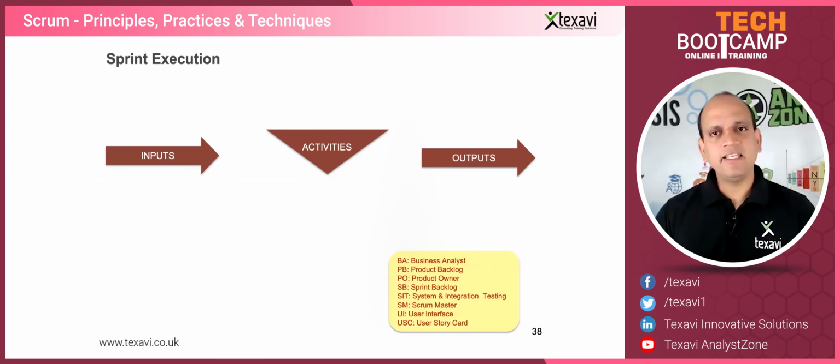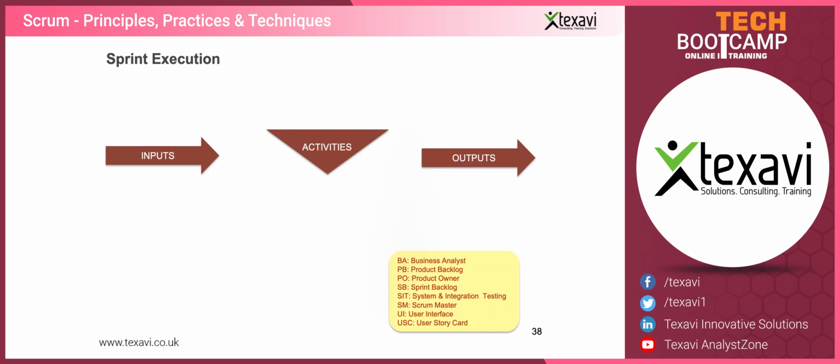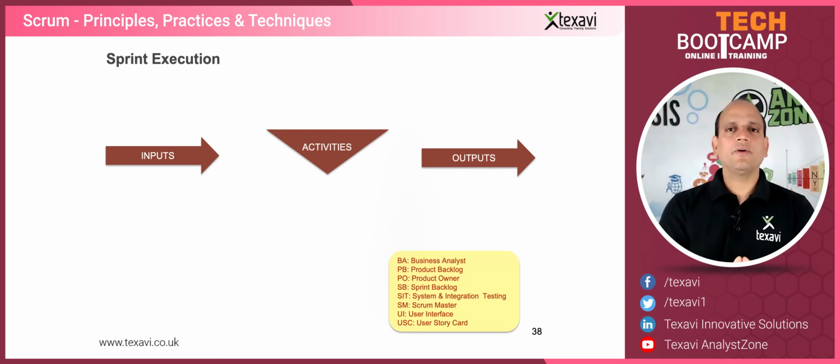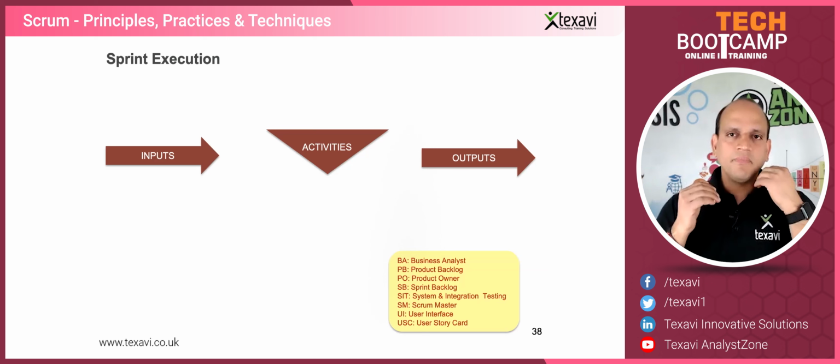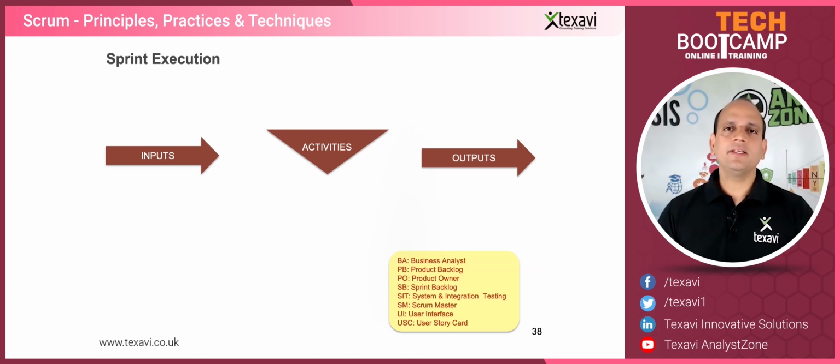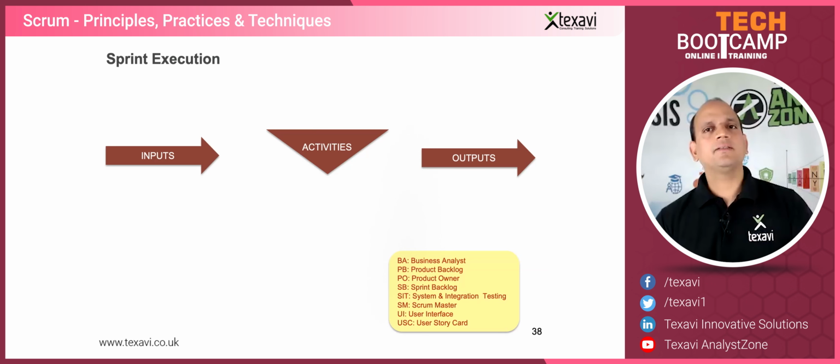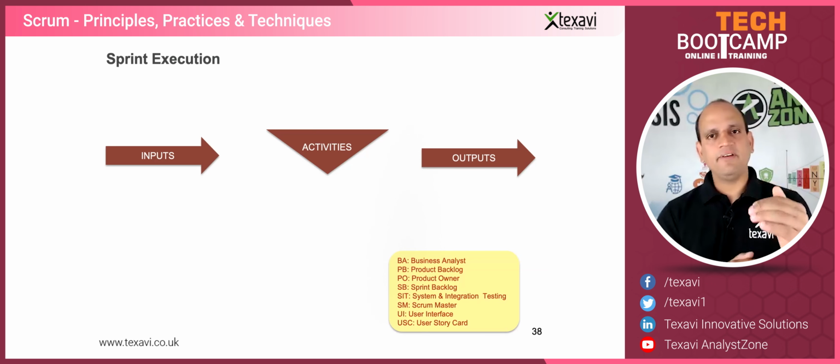Sprint execution is basically the sprint's actual work being done. So we agreed upon that this is what we are committing to do in the next 2 weeks, and then come Monday we are starting the work. We are starting the designing. We are working on development, testing, and everything. We've got 2 weeks to finish those 7 items.